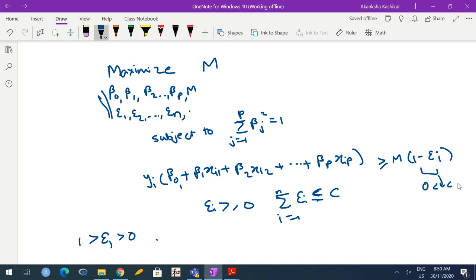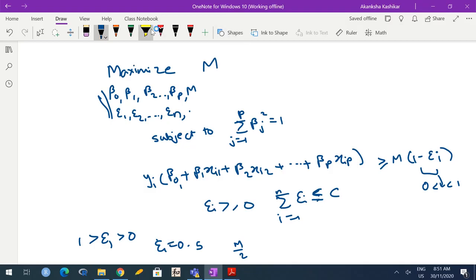Correct. So what does it mean? Just for the sake of convenience, let me assume epsilon 1 is 0.5. So I get this right hand side to be m by 2. What do I mean by this? For the first point, my constraint now becomes y1 times (beta naught plus beta 1 x11 plus beta 2 x12 etc.) should be greater than or equal to m by 2 instead of m.